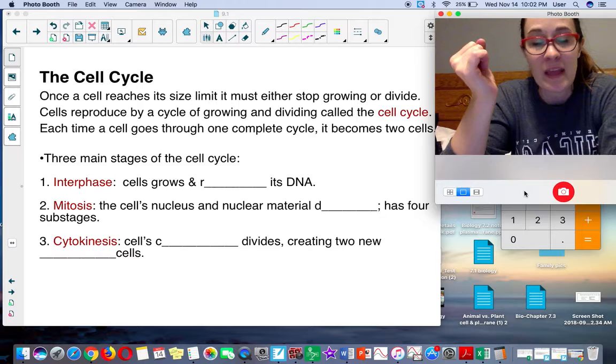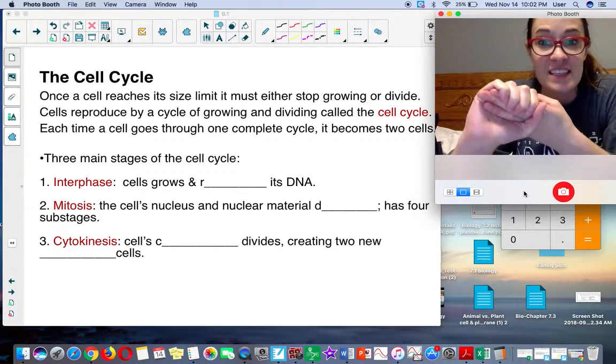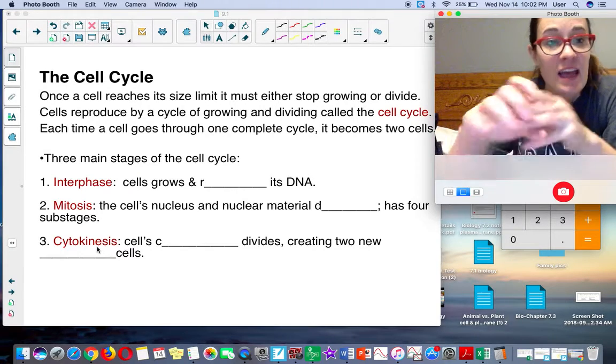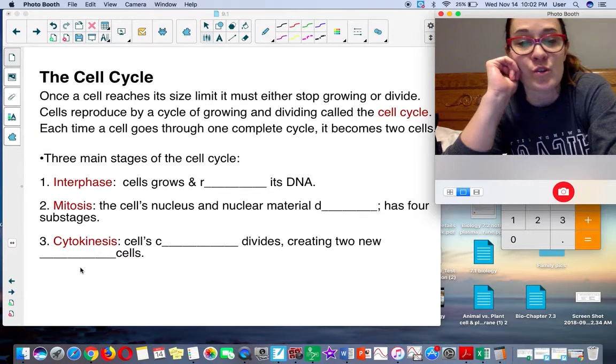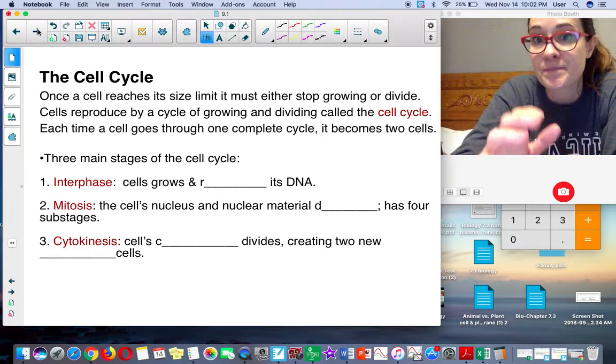Divides is the word. And there's 4 substages. And lastly, cytokinesis. This is when the cytoplasm specifically divides, eventually creating the end product, the 2 new, and write down daughter cells. Daughter.